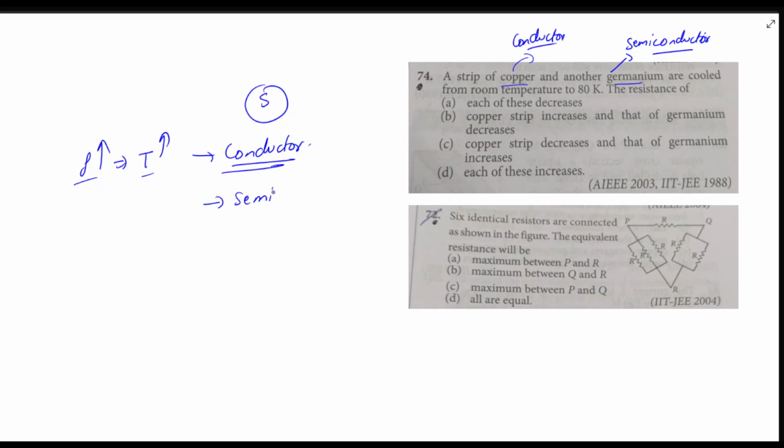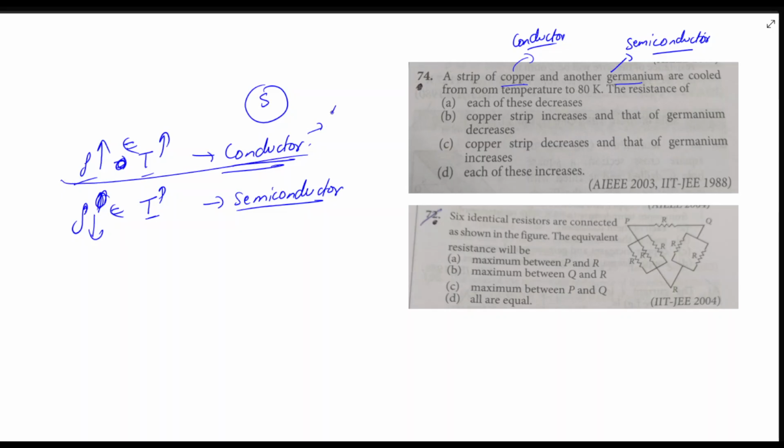But in a semiconductor, as there are very few free charge carriers, on increasing the temperature resistivity actually decreases. Conductivity increases, right? So if T increases, for a conductor resistivity increases. Now again coming back to the semiconductor: as it has a very small number of free carriers, if we increase the temperature, resistivity decreases.